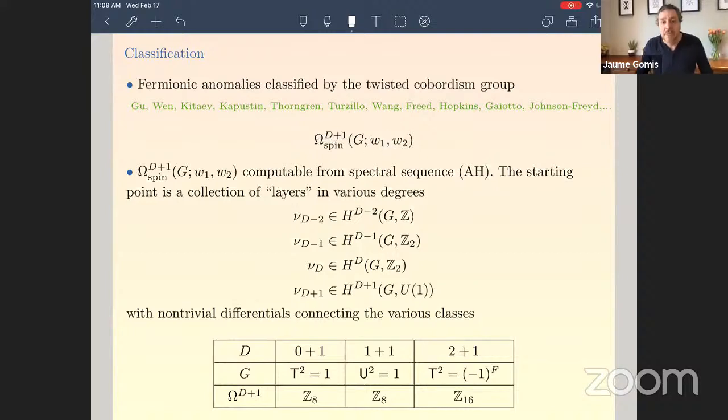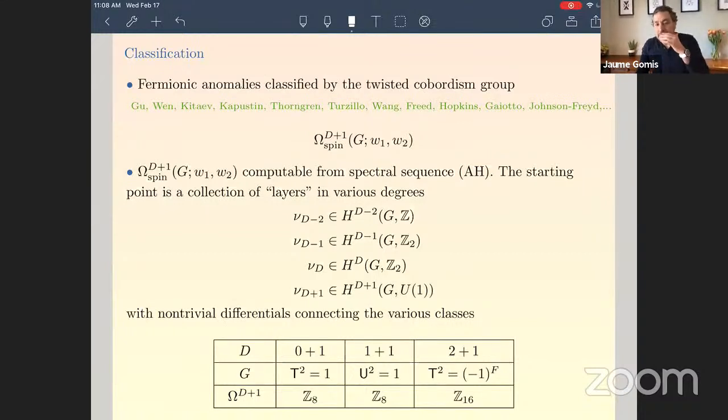It's quite complicated, so I'm going to try to give you some physical intuition, one simple way as a physicist to think about this. This twisted cobordism group is computable from a spectral sequence. Actually, there are several spectral sequences. The one I'm going to describe is called the Atiyah-Hirzebruch spectral sequence.